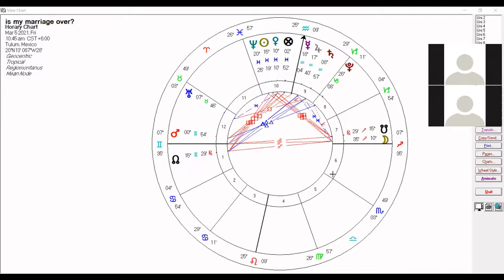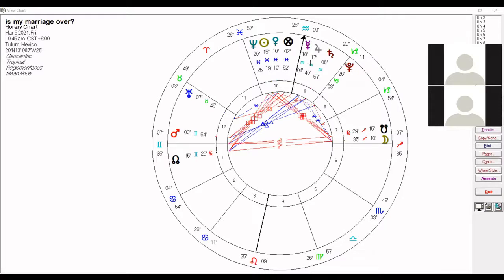To find the thing being asked about, in which case she's asking about her husband and marriage, we would look at the seventh house and the ruler of the seventh house, which represents marriages, spouses, relationships, etc. And here we have this Jupiter. Jupiter is the ruler of Sagittarius.